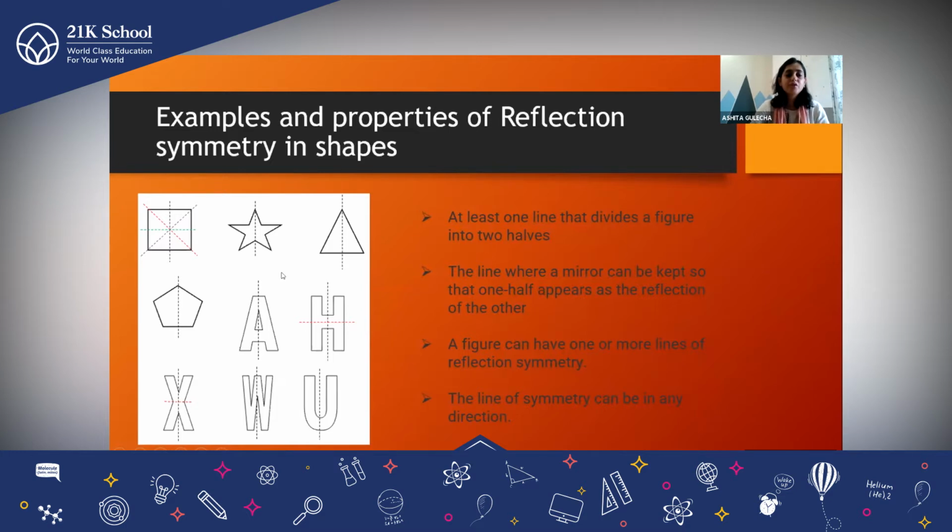Now, sometimes a shape can have two lines of symmetry also. Like considering this H, you can see on the slide, this H shape has got two lines. So when I fold it about this line of symmetry, I can see right hand side matching exactly on the left hand side, and so this can be considered as reflection symmetry, having one line of symmetry.